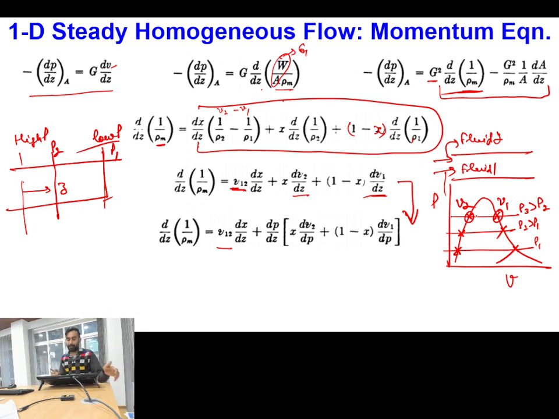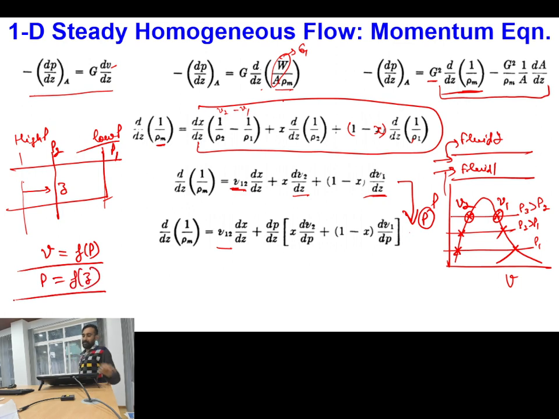So I have assumed that when I am moving along the length of the pipe, say my pressure is changing. So I will write that my volume is a function of pressure, and pressure is a function of Z. That's why this term dV2 by dZ I can replace as dV by dP into dP by dZ. All are clear with this idea?